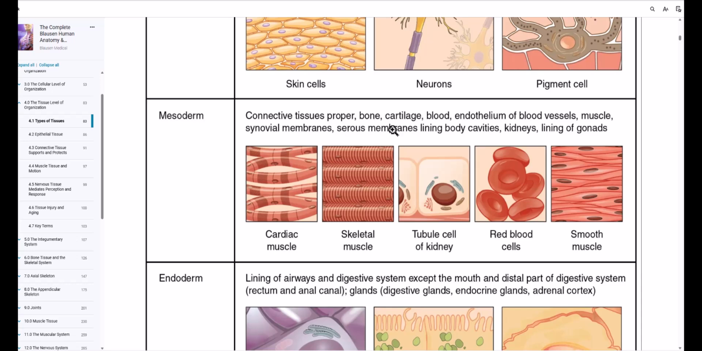Recall the serous membranes, the pleura, the peritoneum, and the pericardium. They also are formed from this middle layer. Synovial membranes, we'll be talking about those in a few minutes. They're also formed by the mesoderm.